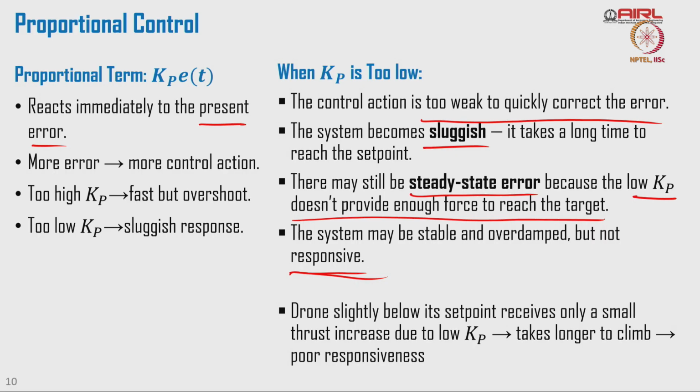As an example, if the drone is slightly below its set point, that means it should be here, the drone should rise and be at this height, say height h.